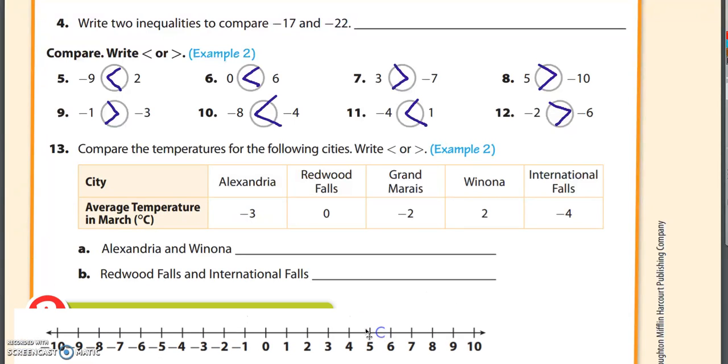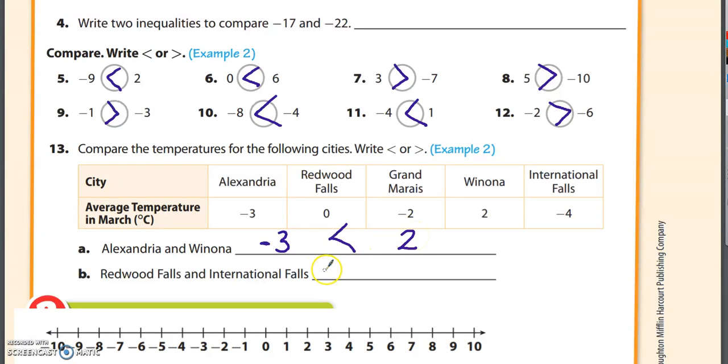All right, let's quickly do question 13. It says, compare the temperatures for the following cities and write less than or greater than. And then it shows some cities here. What you have to do is look at all the cities, but then for each question, you have to pick out the ones they're asking about. So check out A. A is asking you to compare Alexandria and Winona. Now, Alexandria is -3, so I want to put that one on the left because they gave us that one first. Winona is the second number. That's on the right. That's +2. And what symbol makes that true? It's the less than symbol. -3 is less than +2.